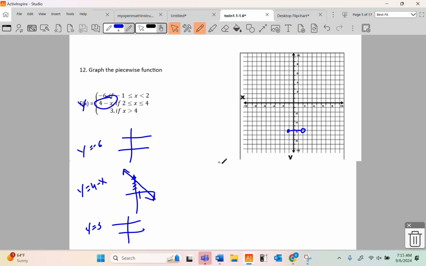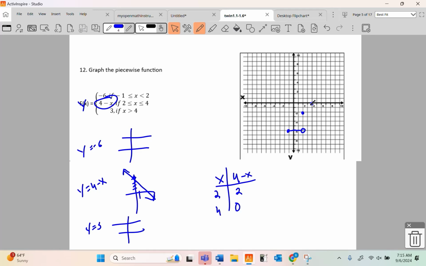This one I might do a table. On your test, this is not multiple choice. This is you draw. I need to be clear on that. You are drawing this thing. I'm going to feed it values of 2 and 4. If I feed it a 2, it returns a 2. If I feed it a 4, it returns a 0. Solid dots in both places. So when x is 2, y is 2. And when x is 4, y is 0.